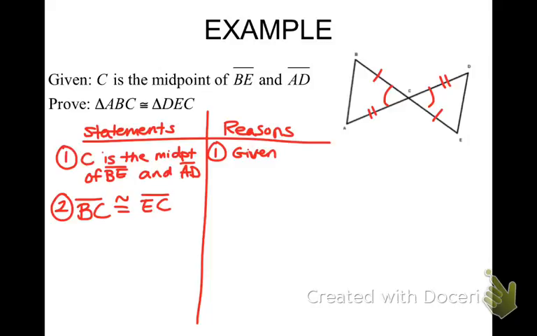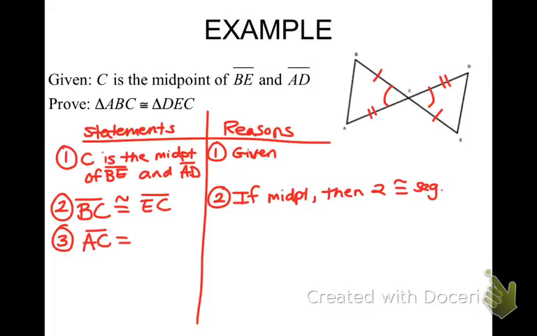All right. So what am I going to write over here? If midpoint. Good. Then two congruent segments. All right. What do you want to go with next? The angle or the other segments? Yeah, because then I can just do a ditto mark, make my life easy. So if we do line 3, it would be AC is congruent to DC. Same thing, if midpoint, then two congruent segments.